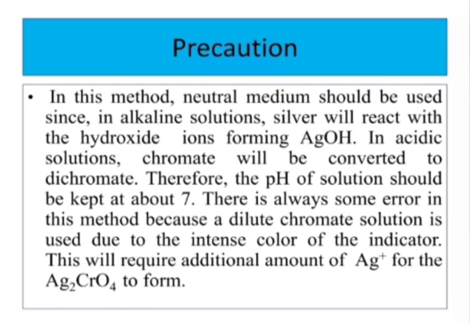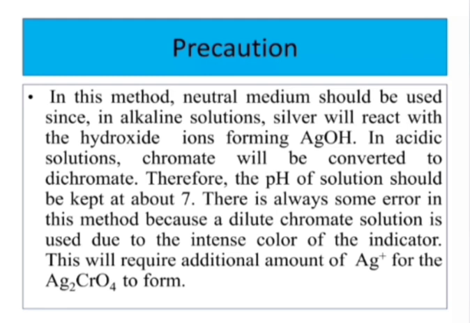Theory. In Mohr's method, the end point is detected when the colored precipitate of chromate is formed. A neutral solution of chloride ion is titrated with the silver nitrate solution using a small quantity of potassium chromate solution as an indicator. The chromate ion combines with the silver nitrate at the end point, forming a red colored and sparingly soluble silver chromate. Preparation and standardization of silver nitrate.